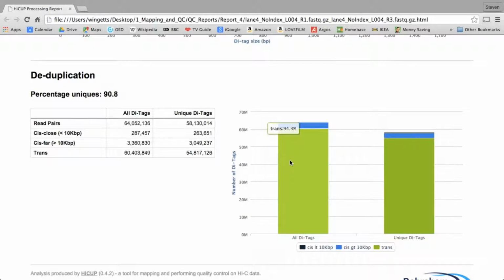So that provides an overview of the types of HiCUP reports that you may see, and hopefully that will help you troubleshoot your HiC experiments.